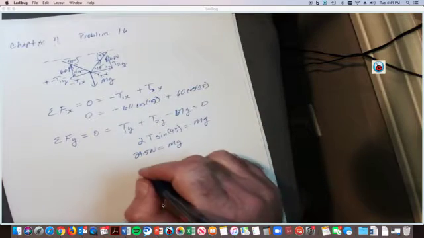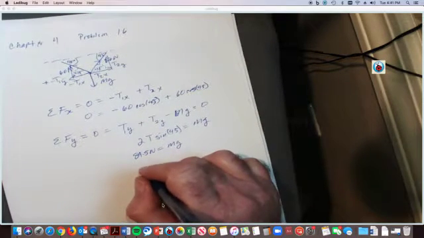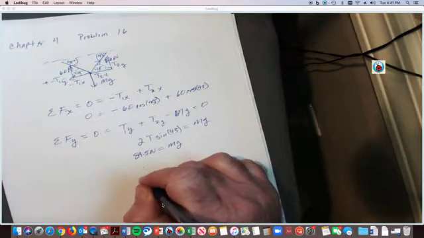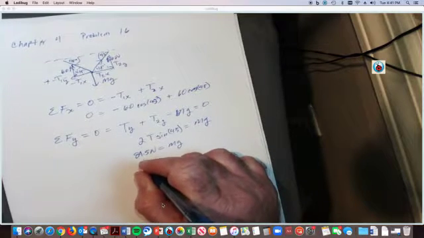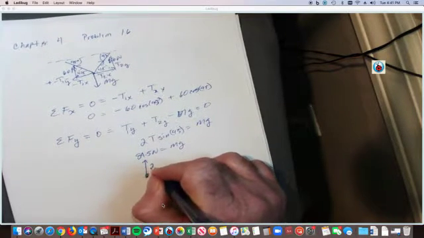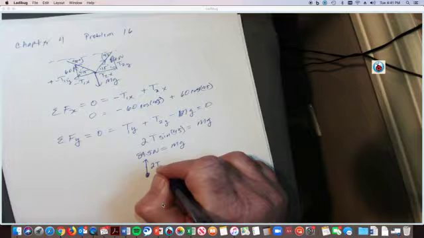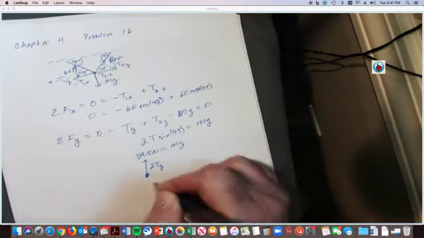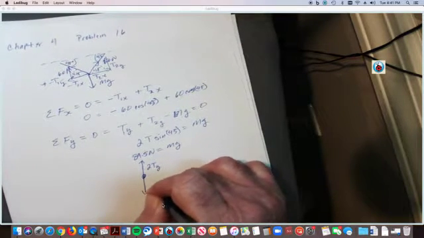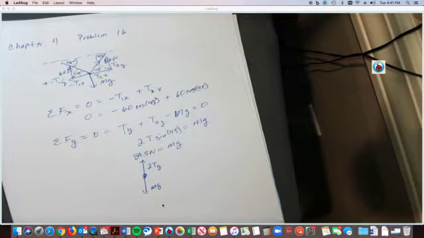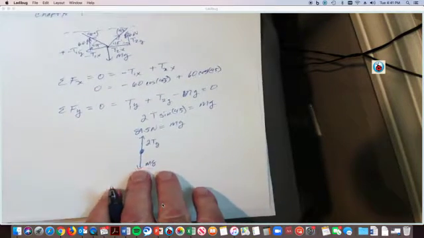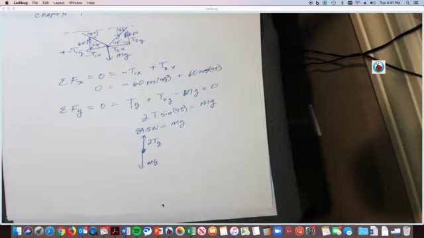But remember, this is actually the tension going up. This is 2Ty going this way. We got mg going that way. And so mg is equal to that. So that's why they came up with the same answer on both. That's a nice little problem, a great little test question type thing.